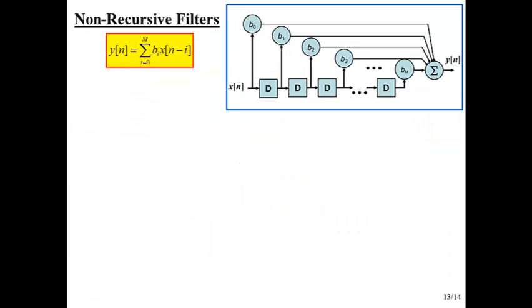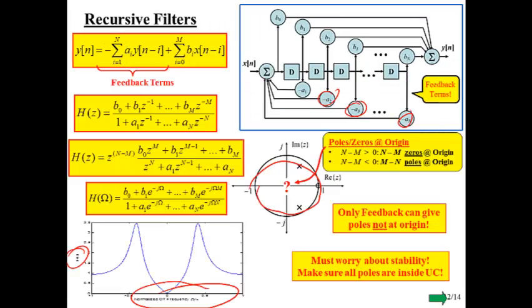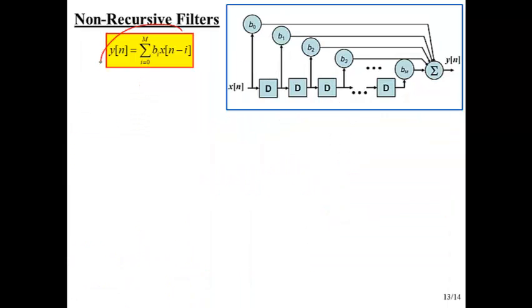Non-recursive filters, like I said, we get rid of this term, we get rid of all of these things, so now we end up with this as our difference equation, and all those feedback terms are all gone now. So we have only so-called feed-forward terms, and it's very easy to write out the transfer function of those.